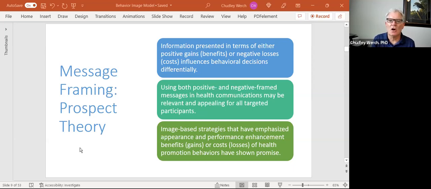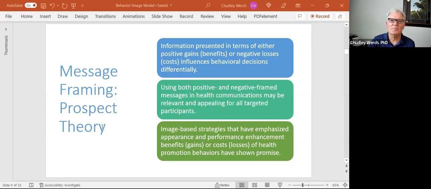However, there's some research showing that if you present both benefits and costs, or gains and losses, then you'll be able to reach a broader audience. And that's really what the behavior image model has embraced, providing messages that promote benefits, particularly regarding the healthy behaviors, benefits, outcomes, and images, and then how substance use is a cost or results in loss of those outcomes and those healthy behaviors.